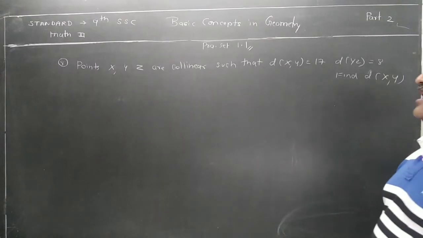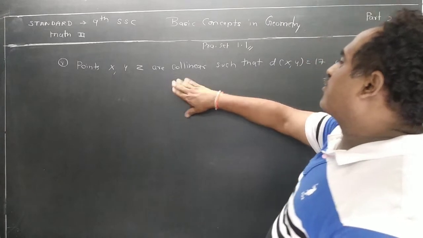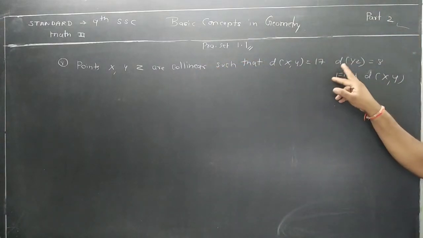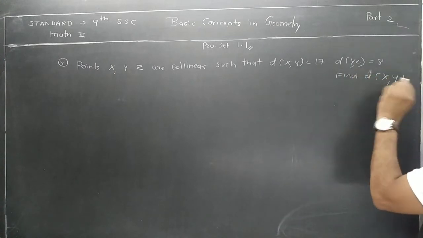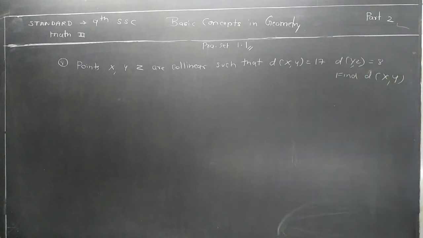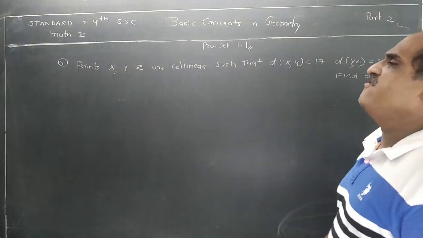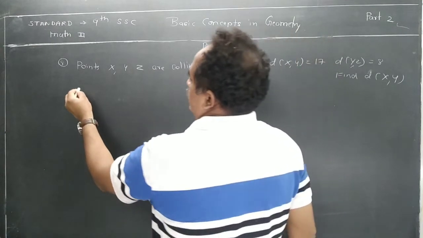Points X, Y, Z are collinear. You know what is the meaning of collinear, such that XY is equal to 17 and distance YZ is equal to 8, and they have asked you XY. This is a question very similar to question number 7. So we are going to do it the same way.